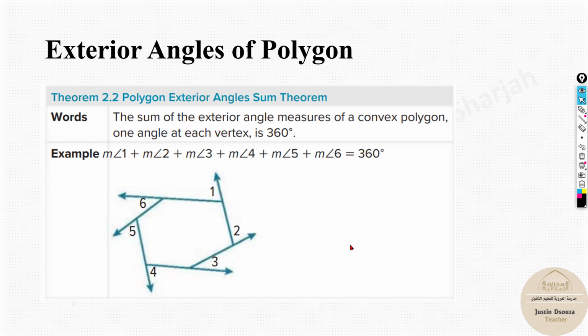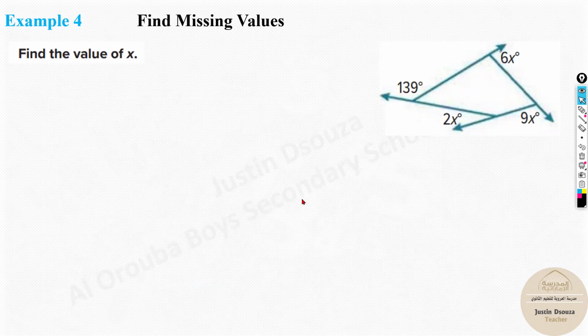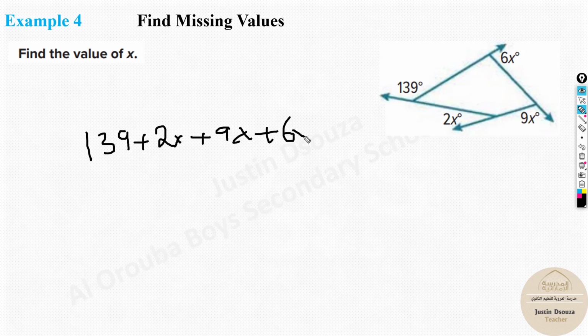So you don't have to worry. It's just going to be equal to 360. So that is what you will be doing. Now over here you have so many unknown angles, right? Add them up. It's very straightforward. 139 plus 2x plus 9x plus 6x. This all will be equal to 360 degrees always. Doesn't matter what, it must be equal to 360, the exterior angle.